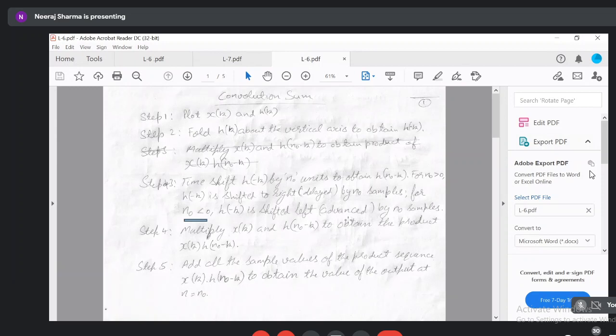If n naught is greater than 0, then h minus k will be shifted towards the right hand side, that is a delayed version. And when n naught is lesser than 0, then h of n naught minus k will be shifted towards the left hand side, right? That is by n naught samples.